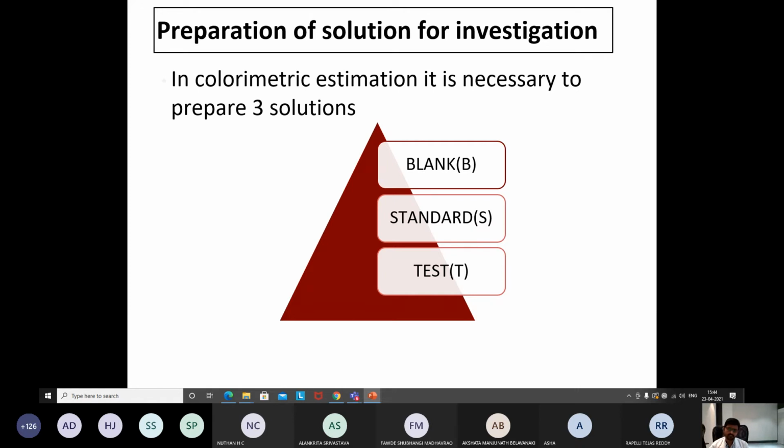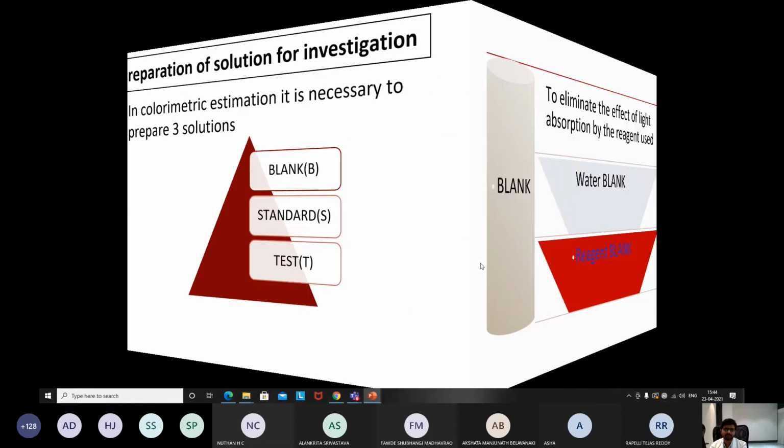For that we usually take a blank, a series of standards, and the test. For the blank, we will take either a reagent blank or pure distilled water, and standards of known concentration of glucose will be there. Some range of standards we will be taking, and the test will be the sample from which you are estimating the concentration of that particular substance. So these three are the important things.